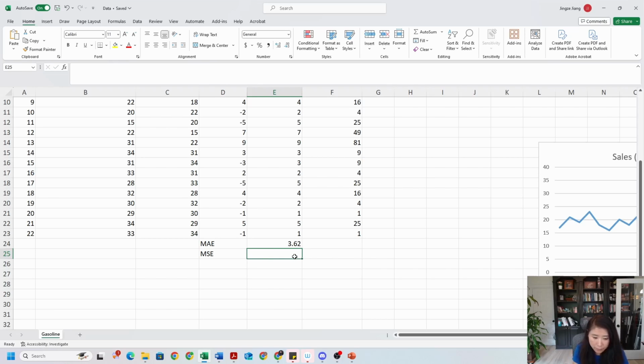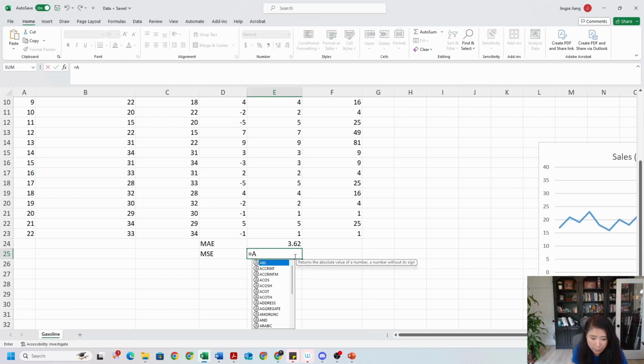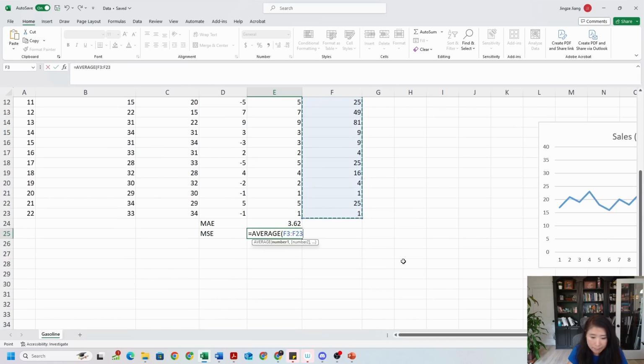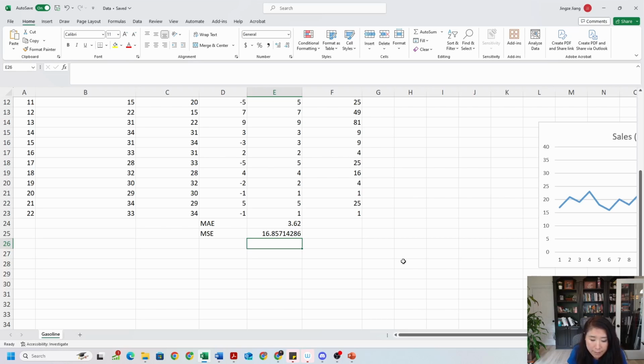In order to get the mean squared error, MSE, we just need to use the function average, select all the squared errors we calculated for all the periods we have here, close the parentheses, and push enter. That gives us the value for the mean squared error. And again, I will keep it to 2 decimal places by reducing the decimal places to 2. So this is the mean squared error.